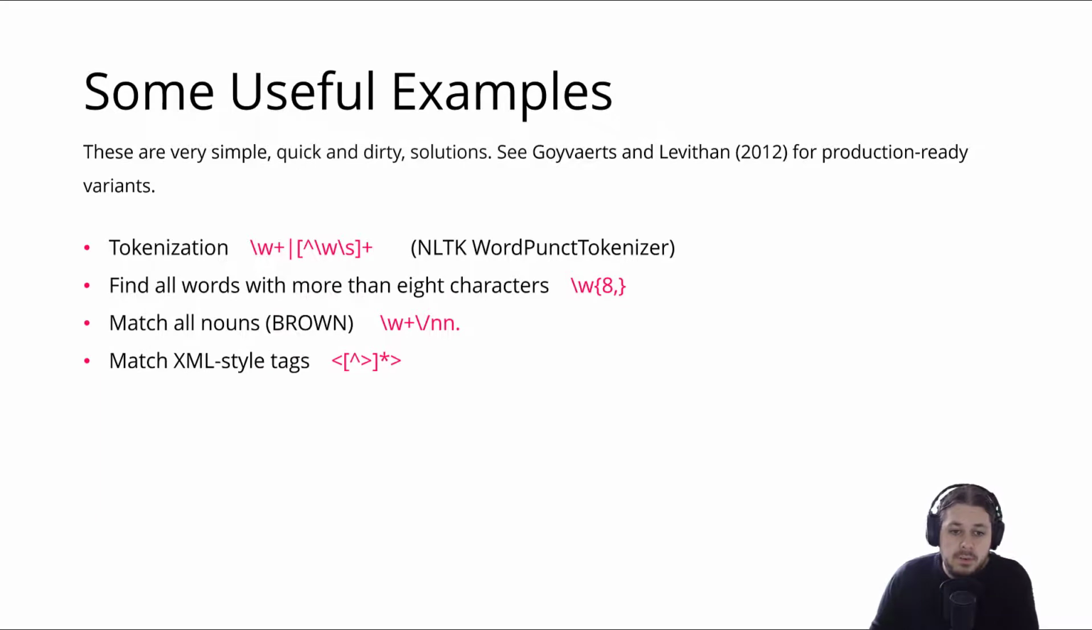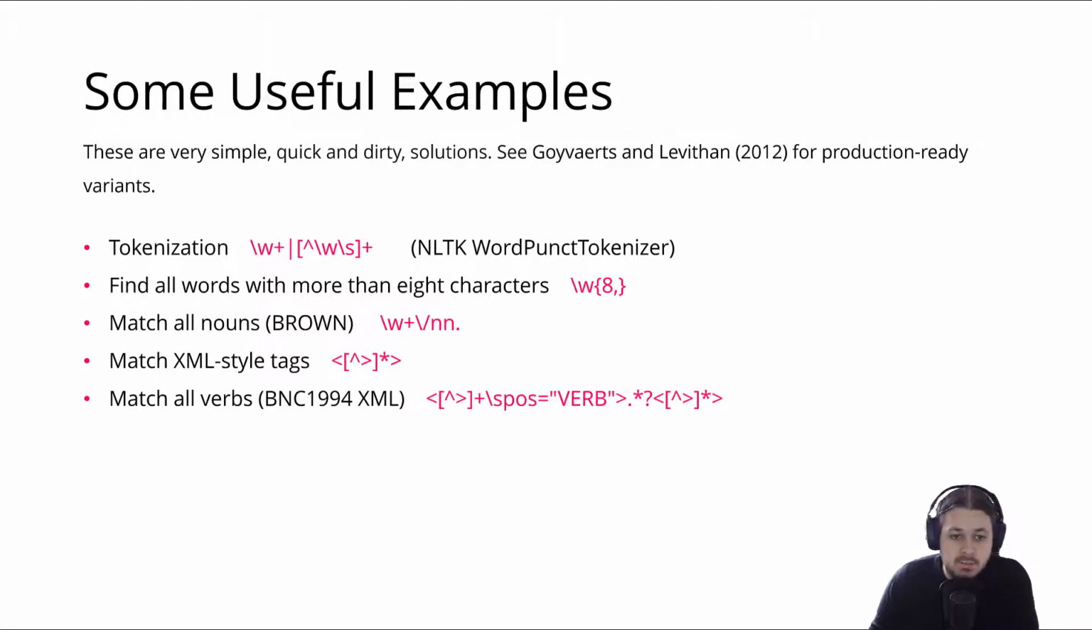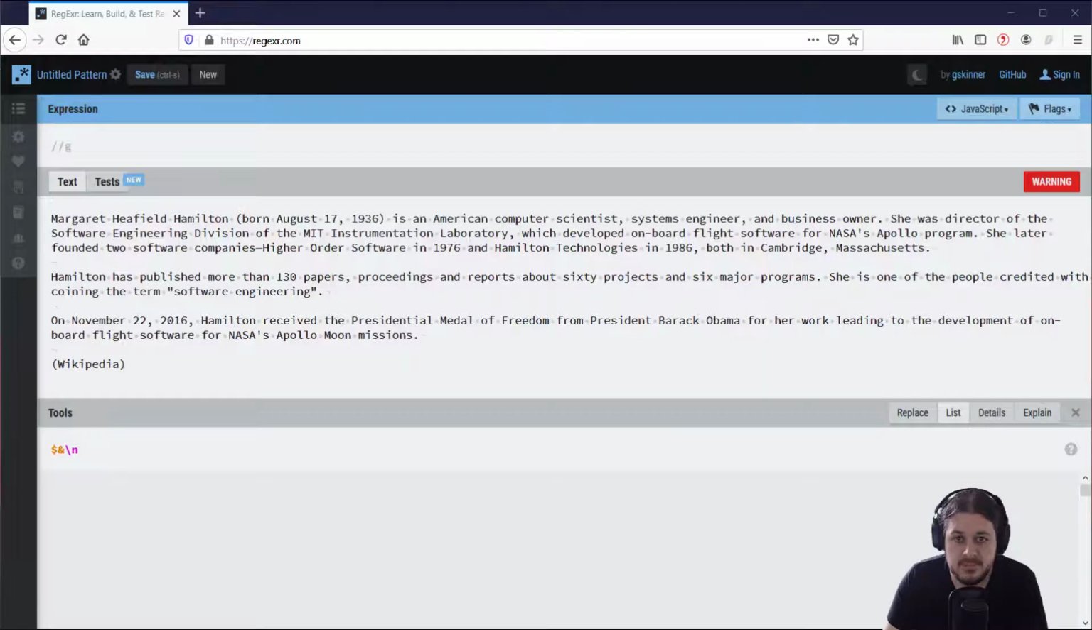Then we are going to look for how to match XML-style tags, for example, to replace tags with nothing or to just remove these tags. And then we're also looking at the more complex variant of this. And we are going to find all of the verbs in something like the BNC 1994 XML edition. Okay, so we are going through these examples one by one. So let's start with the tokenization example.